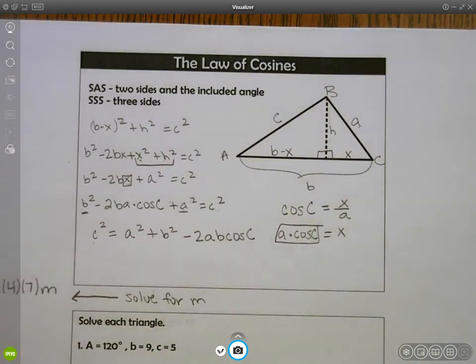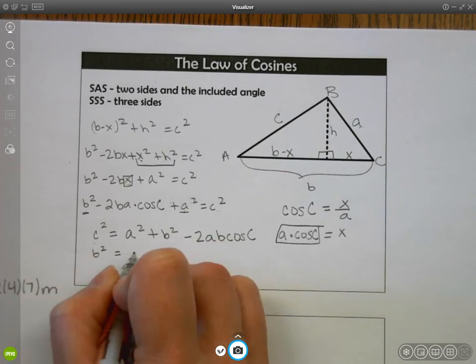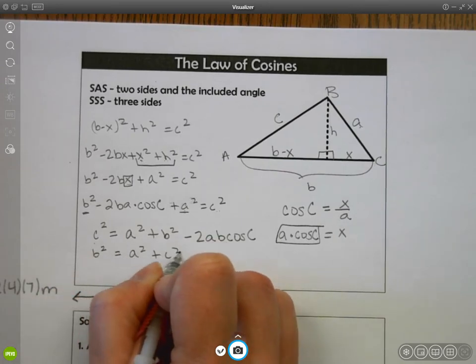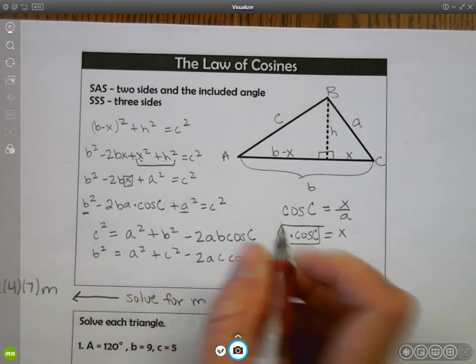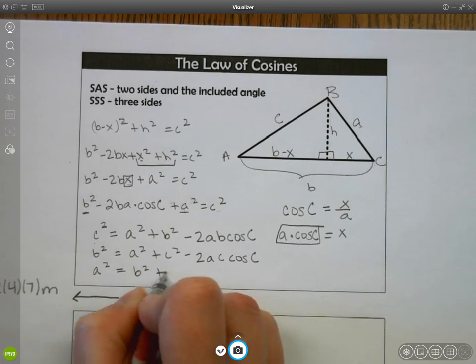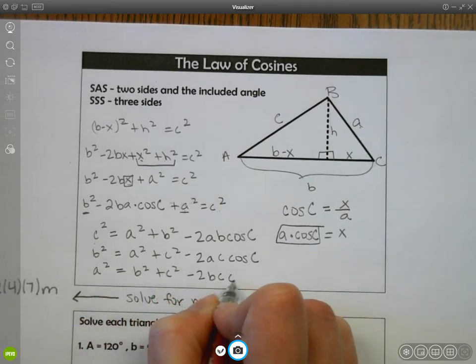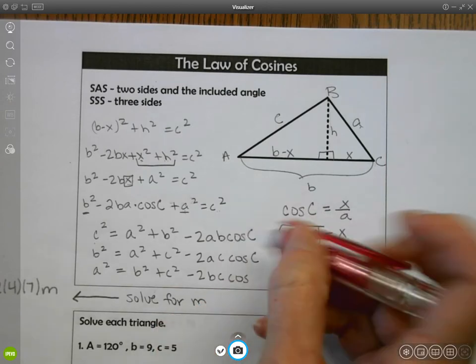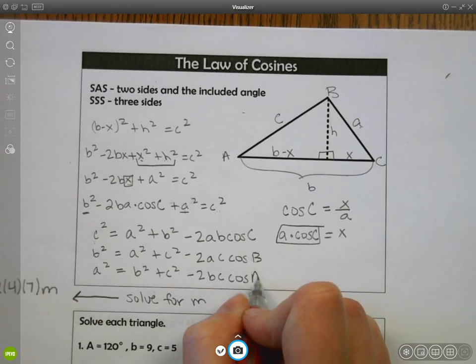And so you can have a similar argument and set it up where you can say B squared is equal to A squared plus C squared minus 2AC cosine of B. Or you can write A squared is equal to B squared plus C squared minus 2BC cosine of A. Sorry, earlier I said C; that was a B, and this is an A.